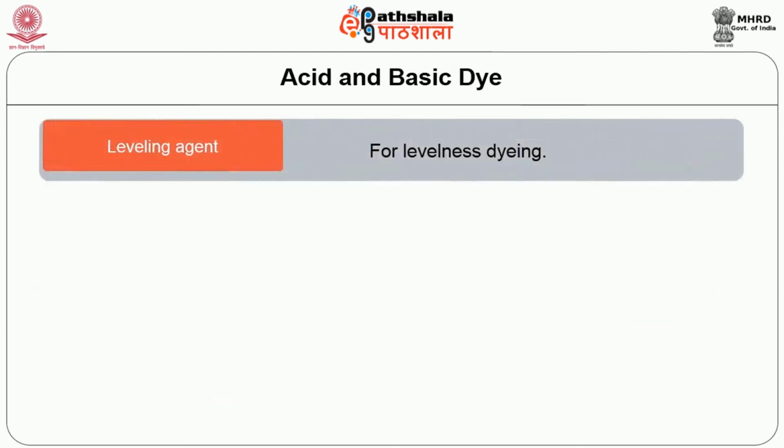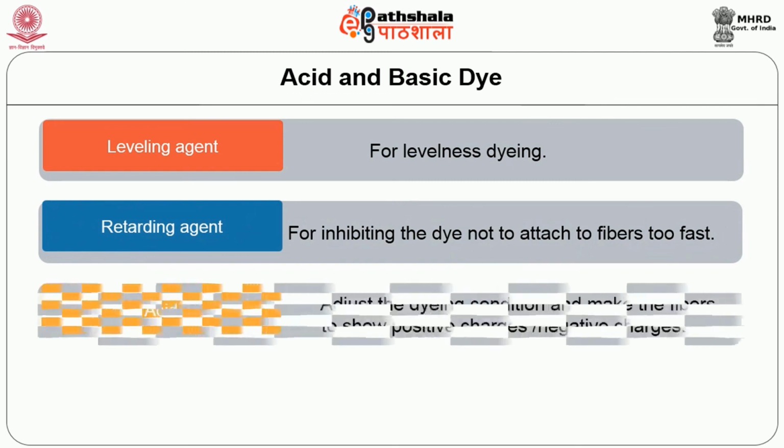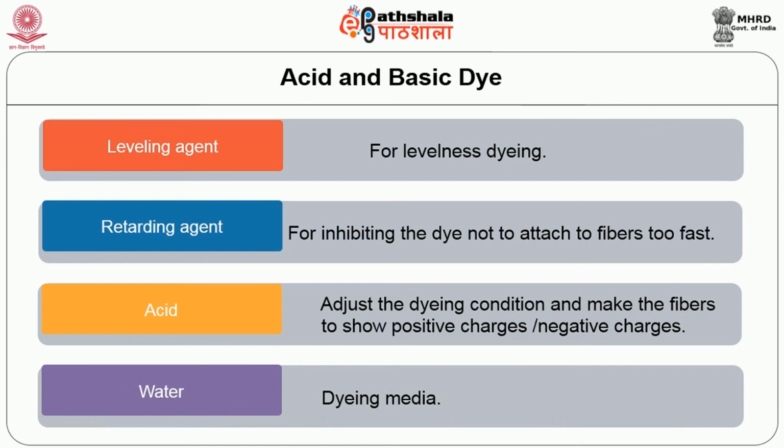Acid and basic dye. Leveling agent, as usual, for levelness in dyeing. And retarding agent for inhibiting the dye from attaching to the fibers too fast. The acid is used to adjust the dyeing condition and make the fibers show positive charges in case of acid dyes and negative charges in case of basic dye. Apart from that, water is used as a dyeing media.